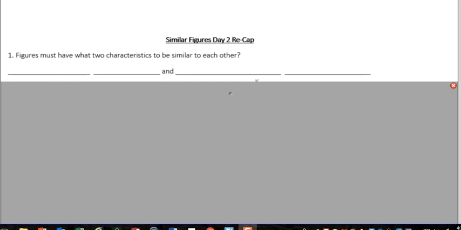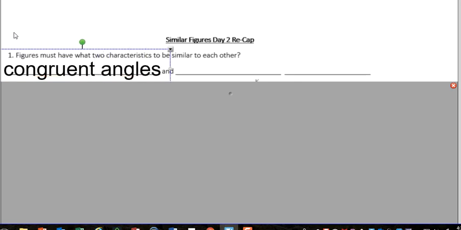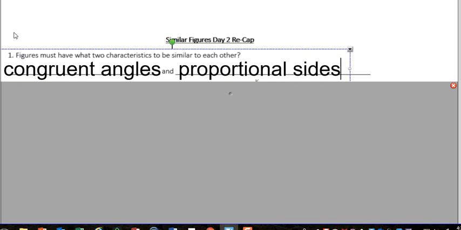So the first thing we want to remember about similar figures is that similar figures have the same shape but different sizes, okay? I remember we did the apples, where one was bigger, one was smaller, same shape, but one's a different size. In order for two figures to be similar, they have to have two things: congruent angles, and proportional sides.